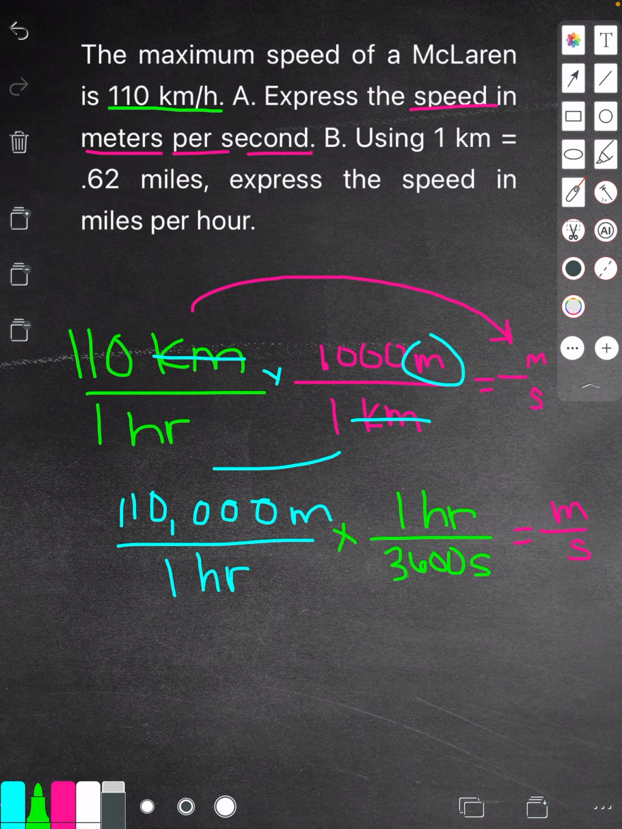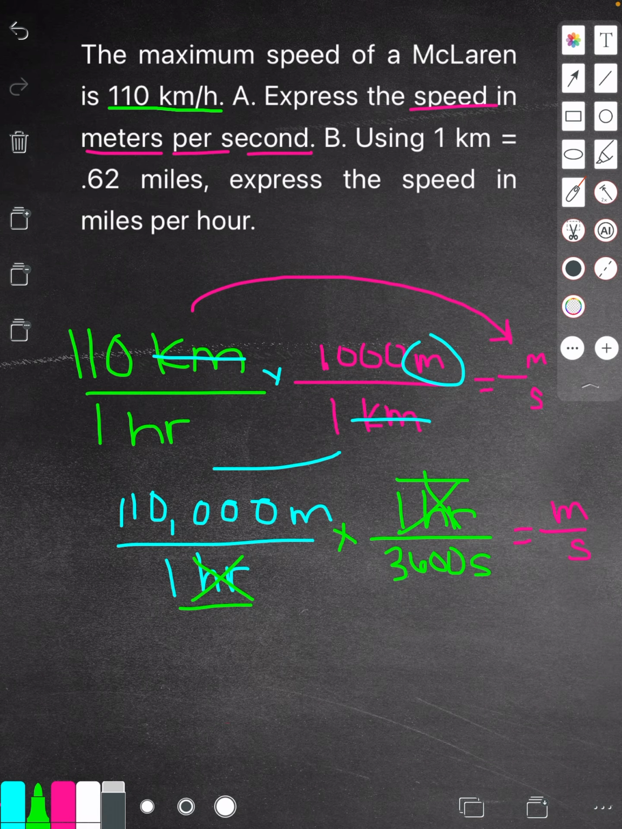I need seconds to be on the bottom. Why? 1, because seconds is on the bottom in our answer. They're expecting it to be on the bottom. 2, because there's already an hour on the bottom of our first fraction. I need there to be an hour on the top on the second one so that they can actually cancel. Let's do that.